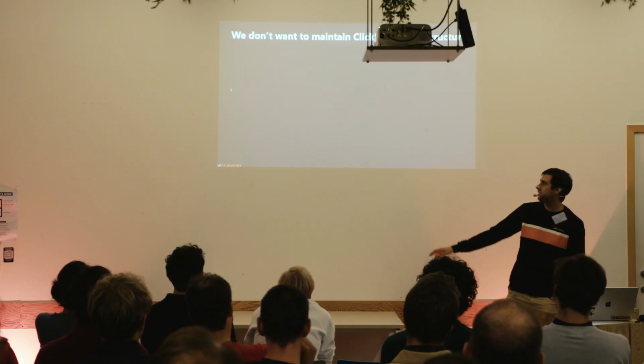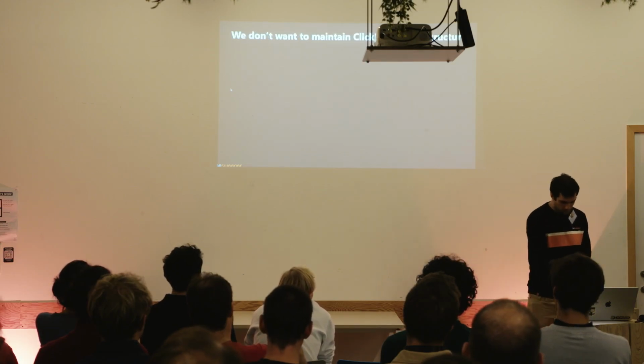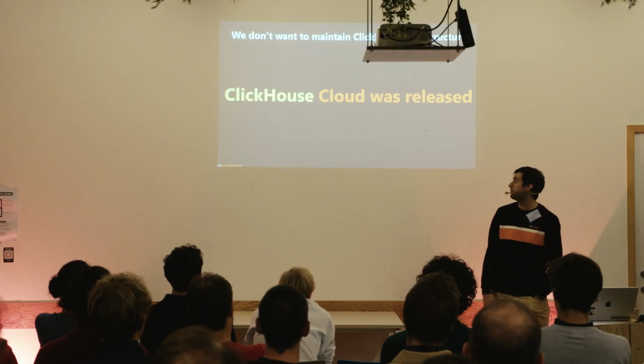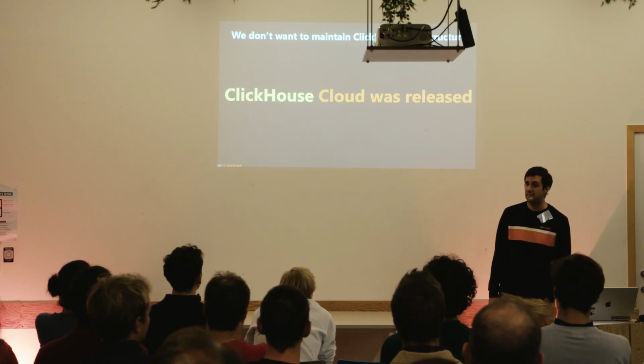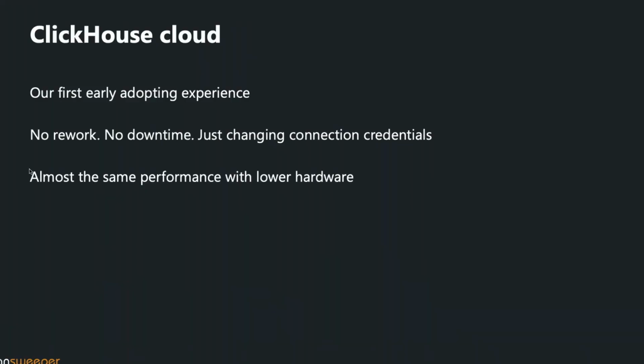So we don't want to maintain ClickHouse infrastructure. So what do we do? ClickHouse Cloud. At the same time we were releasing that, ClickHouse Cloud was open to everyone. So it was our first early adopting experience, and it was quite good, to be honest. We didn't do anything, like no rework, no downtime. We just changed the connection credentials. Of course, because our architecture used Kafka consumers, we had to create a new consumer and a new database and migrate the data. But from our client's perspective, nothing changed.